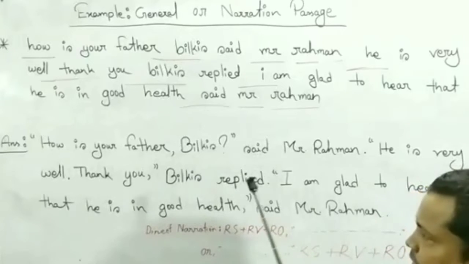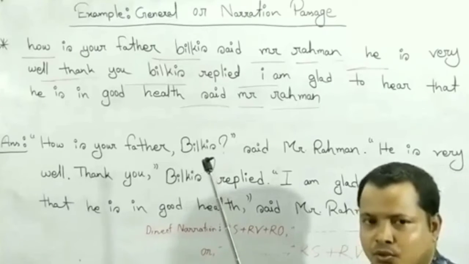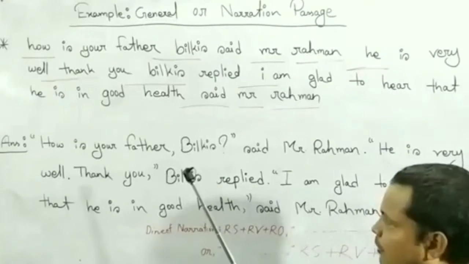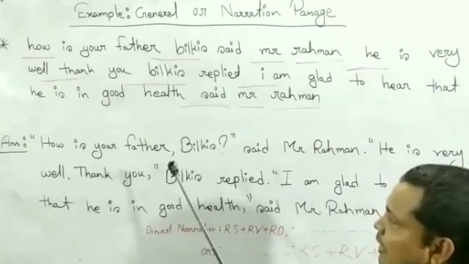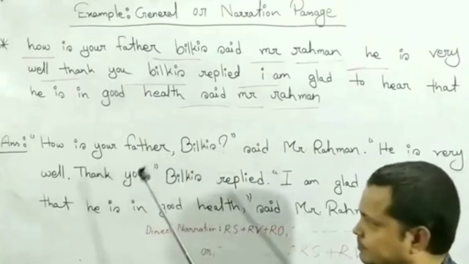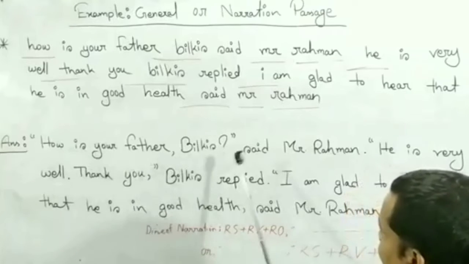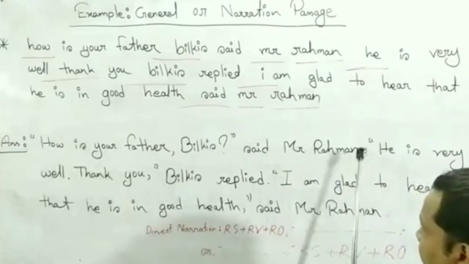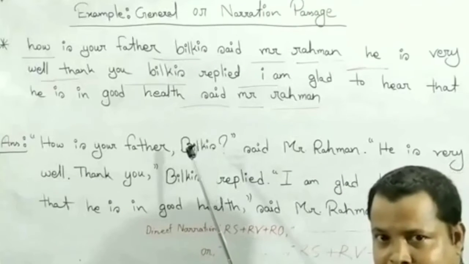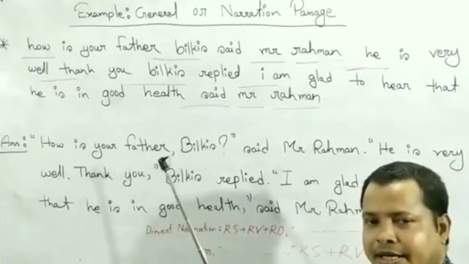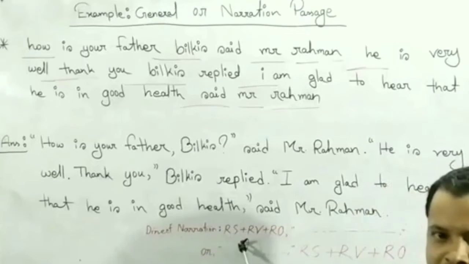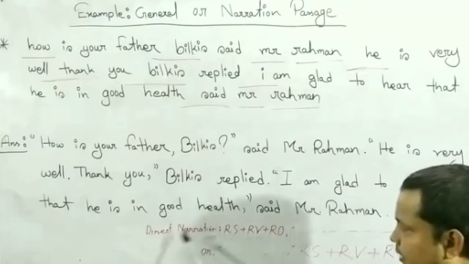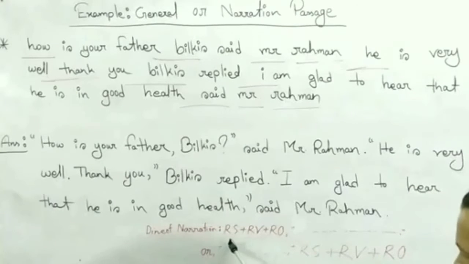Bilkis said Mr. Rahman. At first, I will help you to understand easily by 2 points. The point number 1, punctuation, and then capitalization. At first, punctuation. Here, start and finish. To understand it easily, you have to understand at first the direct narration structure. So I have also written it earlier. Direct narration structure. Look at it.